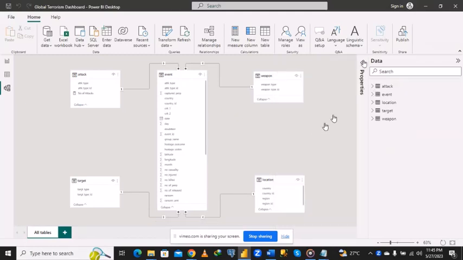So here is the model that was used for the data. Just like we have the entity relationship diagram, I also used the model with the star schema, where I used the one-to-many relationship. As you can see, one-to-many relationship. The events table is connected to the weapons table, the locations table, the target table, and the attack table.